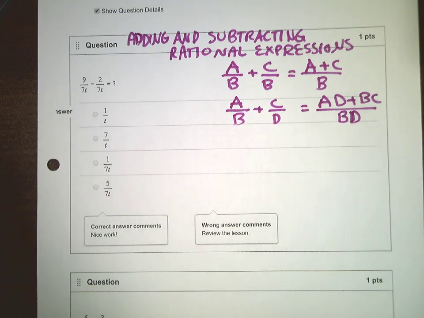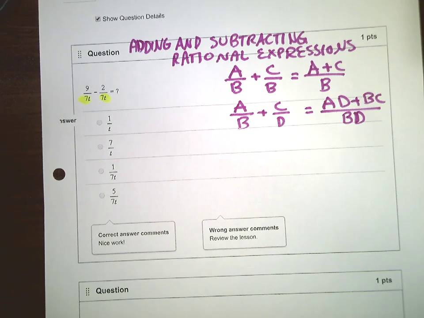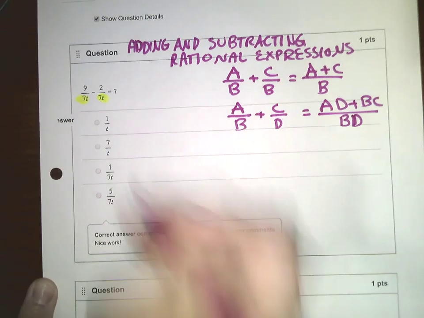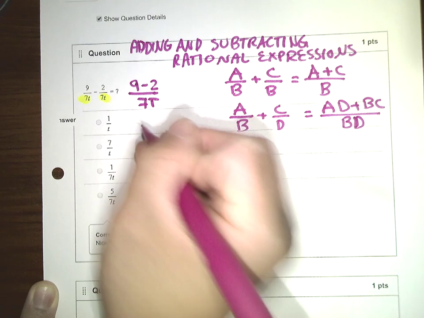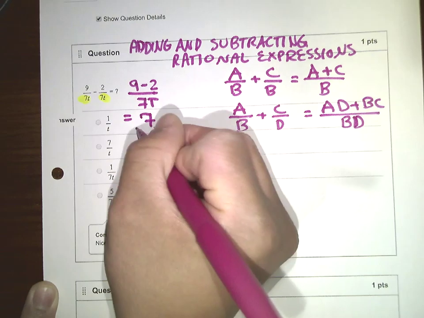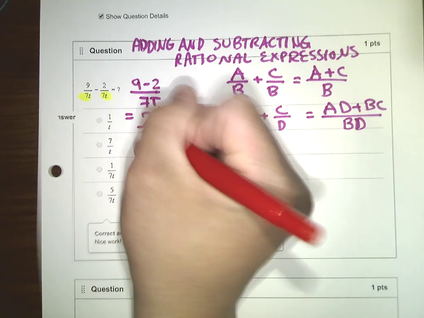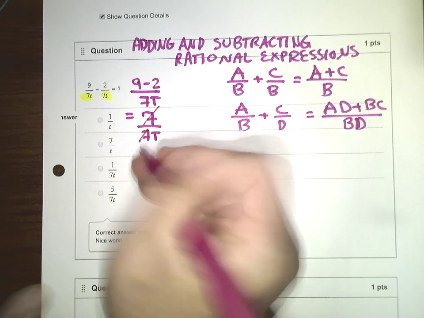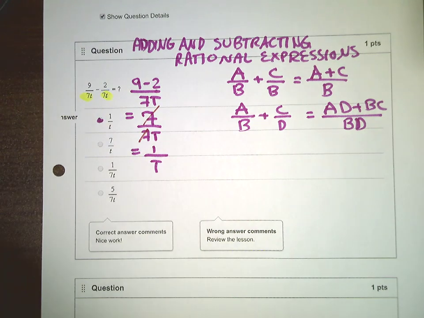All right, so if you look at the first example here, 9 over 7t minus 2 over 7t, these have the same denominator, so we just subtract the numerators. So 9 minus 2 over 7t, and then 9 minus 2 is 7, so we have 7 over 7t, and then the 7s can divide out. So 7 divided by 7 is 1, so we have 1 over t. There you go.